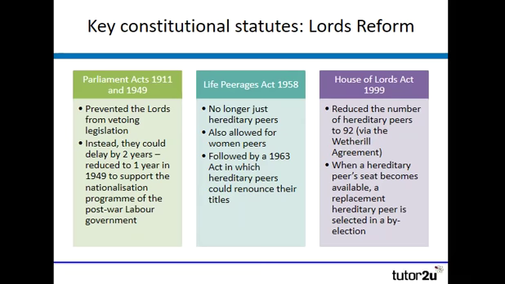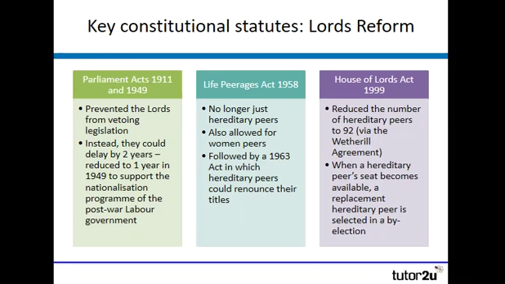The 1911 Act said the delay would be 2 years, and this was reduced, by using the Parliament Act 1911 in 1949, to just 1 year. And the intention there was to prevent the Lords from stopping the nationalisation programme of that post-war Labour government. The Life Peerages Act in 1958 set out the fact that there could be women peers and that there would no longer be just hereditary peers in the House of Lords. You could be made a life peer.